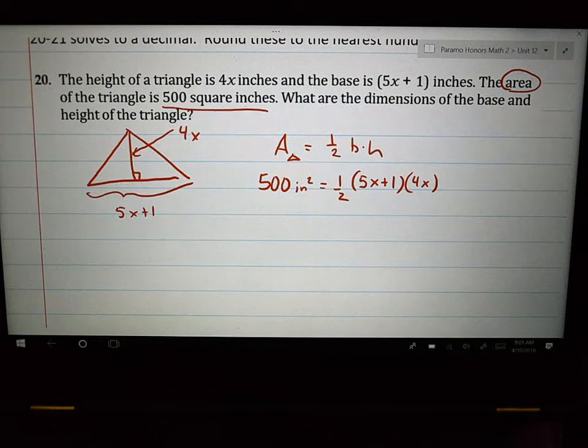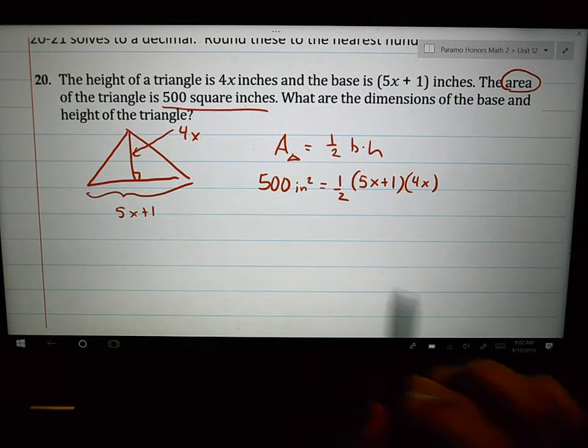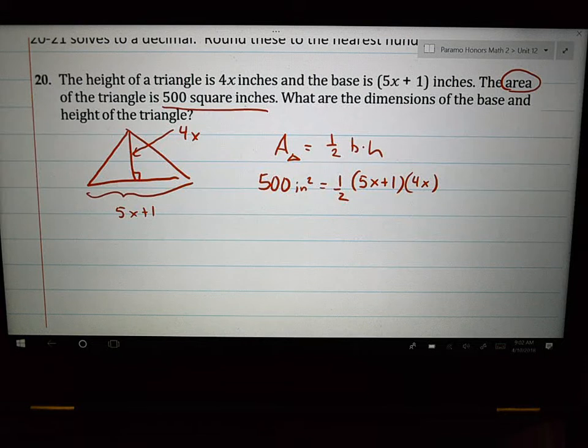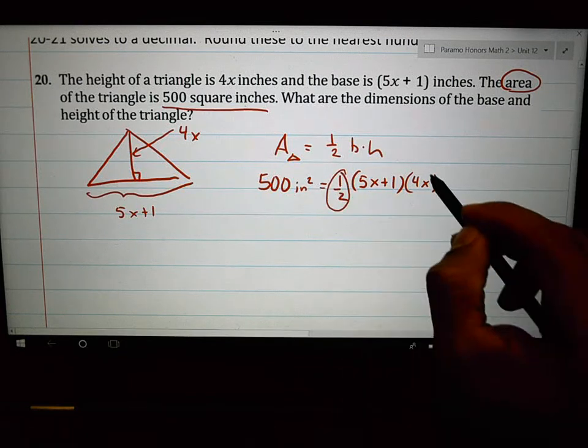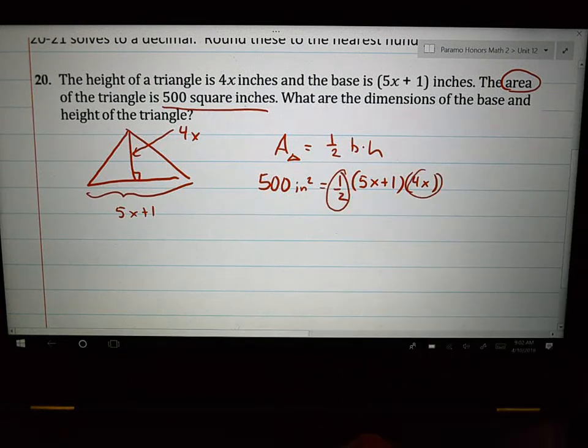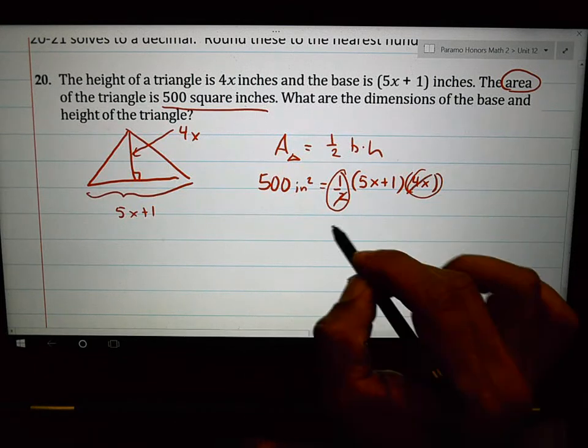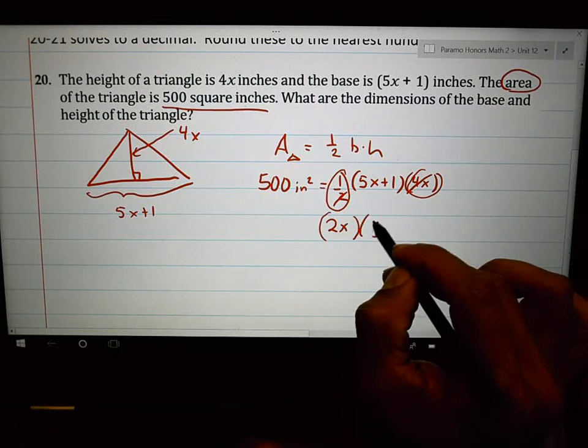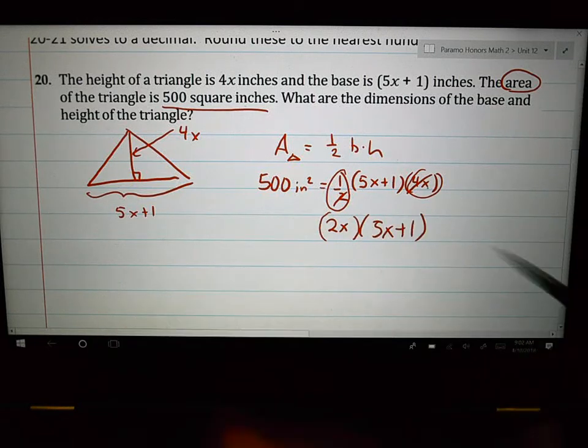So if I want to figure out what x is, I'm going to have to do something with this equation. What I would recommend is I can do multiplication in any order I want. When you multiply something, this is multiply, multiply, multiply. If I want to do the half and the 4x, I can do that first if I want to. I can do half of 4x. What is half of 4x? So I'm going to put 2x right here. And then I'm going to multiply that product times the 5x plus 1. That just makes it a little easier for me because then I don't have to deal with that fraction anymore.